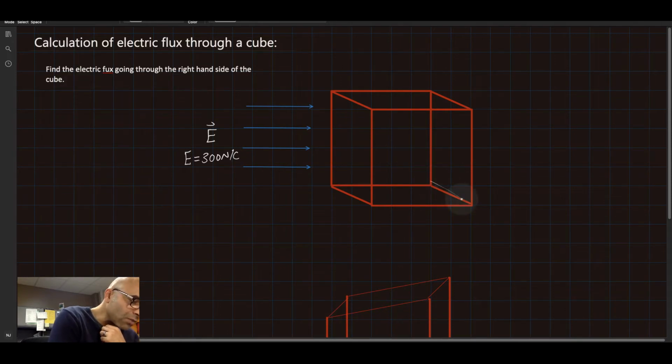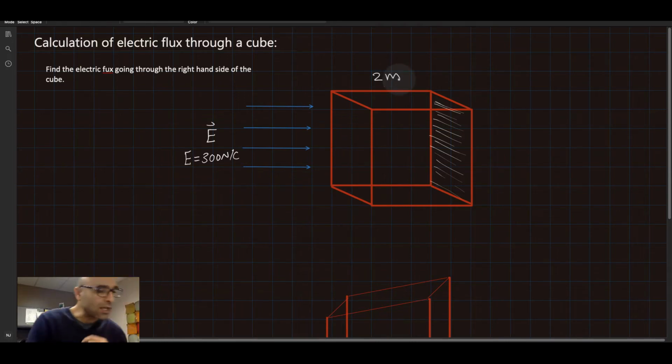So this is what we are concerned with. This is the right side of the cube. If we know that the cube has a side of 2 meters, so 2 meters by 2 meters by 2 meters, now we need to find the flux going through this side. Okay, now let's analyze a little bit.